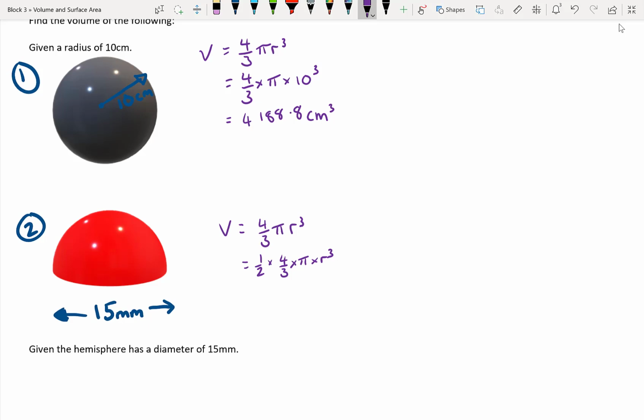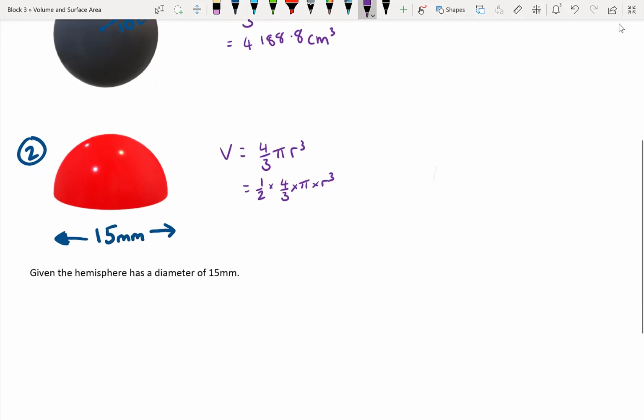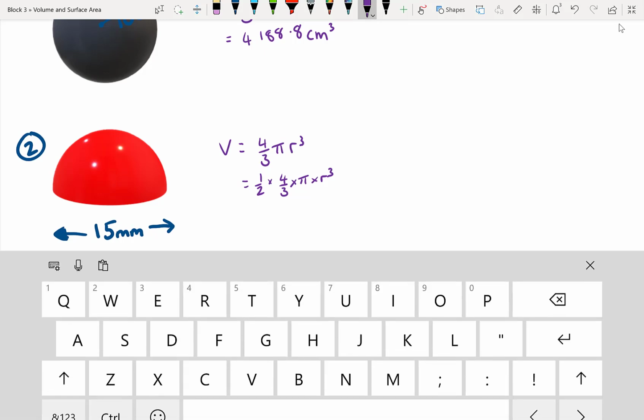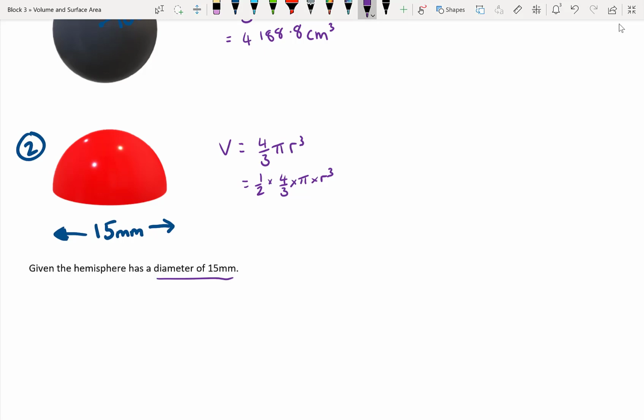Okay, depending on your fraction skills, you can possibly reduce your fraction. Just now we're not going to worry about that. How can we just find a way of getting through it? This time as well, it gives me a diameter of 15 millimeters, and I don't want the diameter for my formula. I need the radius, and so I'm going to need to do half of 15, which is 7.5.